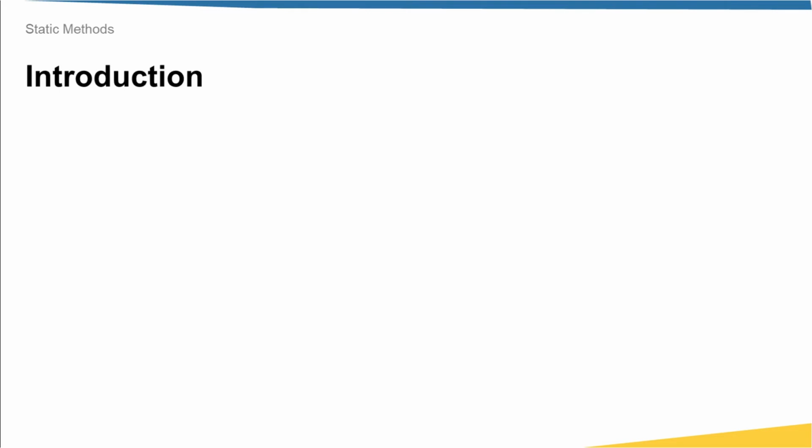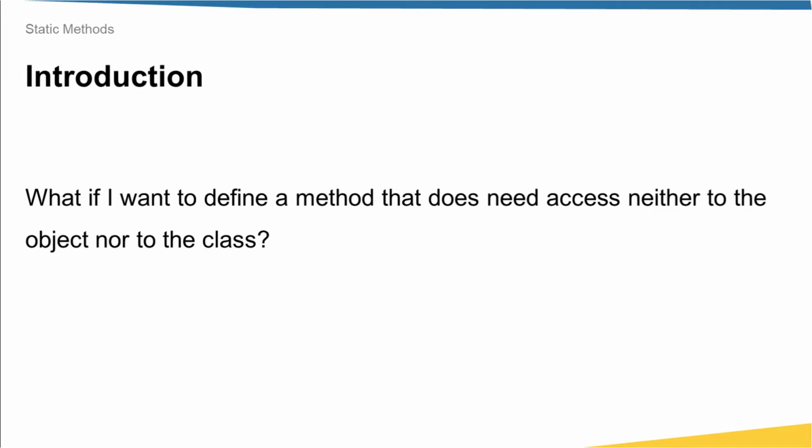So far, we have learned how to add methods and attributes on the class level, which are class attributes and class methods, and the object level, which are instance attributes and instance methods. But what if I want to define a method that doesn't need access to either the object or the class itself? How can I define such a method? Join me in this lecture to know how we can do that.